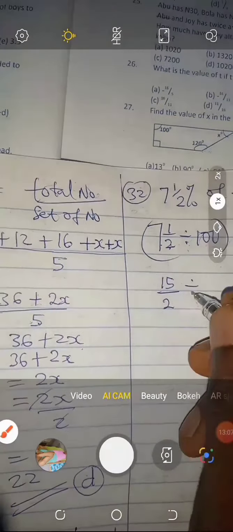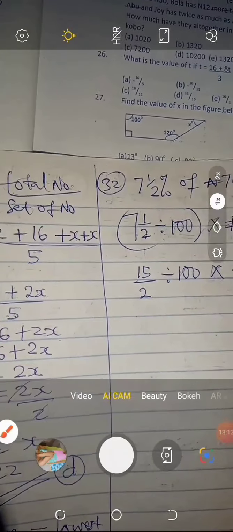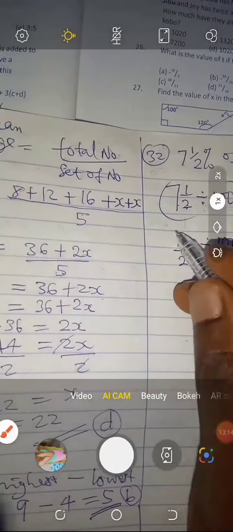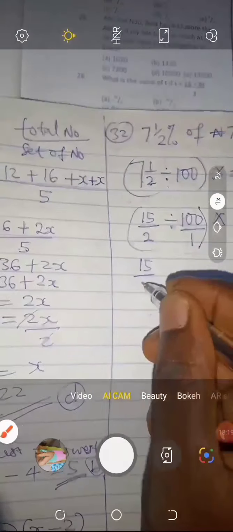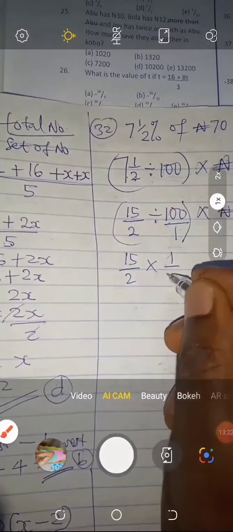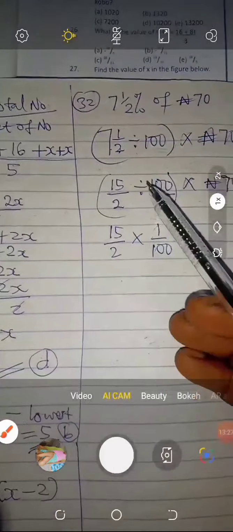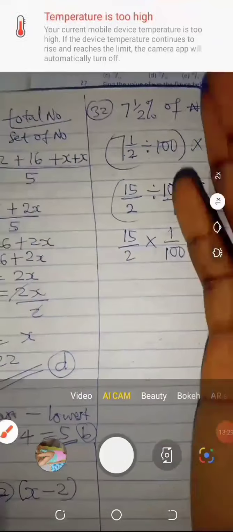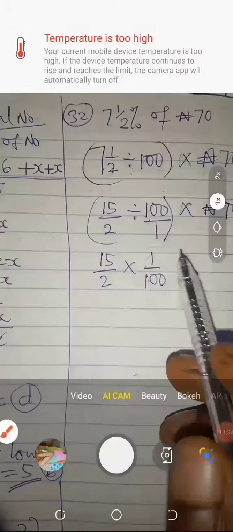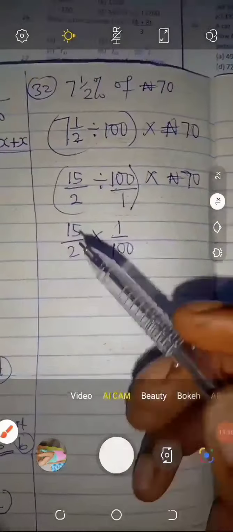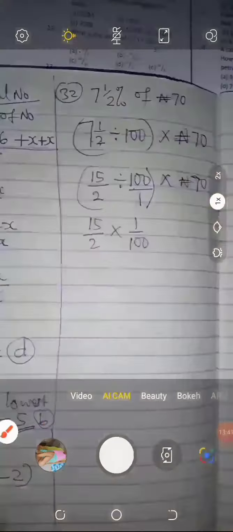So divide by our 100, now times our 70 naira. Of course, we can change this over 1. So we can change this to become 15 over 2 times 1 over 100. Of course, you know that when the division sign changes to multiplication sign, the fraction on your right, remember the fraction on your right, not the one on your left, will invert. What I mean is that the numerator becomes the denominator and the denominator becomes the numerator. So that is how it works.